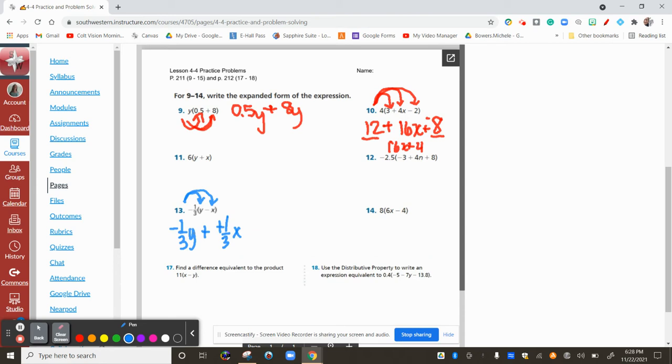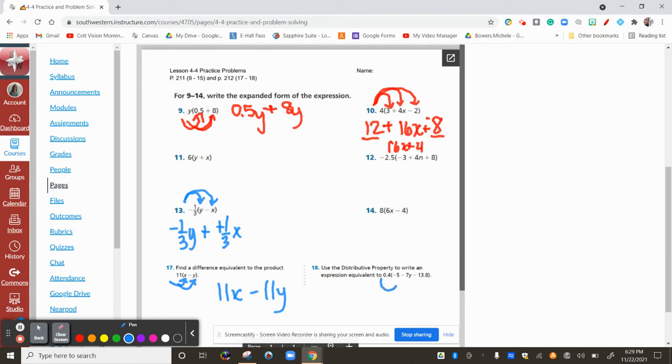So there. It says number 17. It has a word problem, so sometimes people get tricky. It says find a difference equivalent to the product of this. So the difference equivalent would just mean I'm going to distribute 11 times each of these, so 11x minus 11y. So you've found a difference equivalent because you're finding the difference. It's the same thing. And the last one is use the distributive property to write an equivalent expression. All that means is you are going to expand.